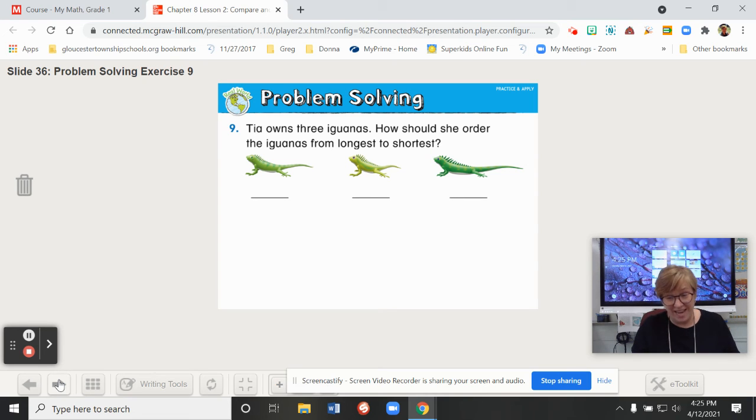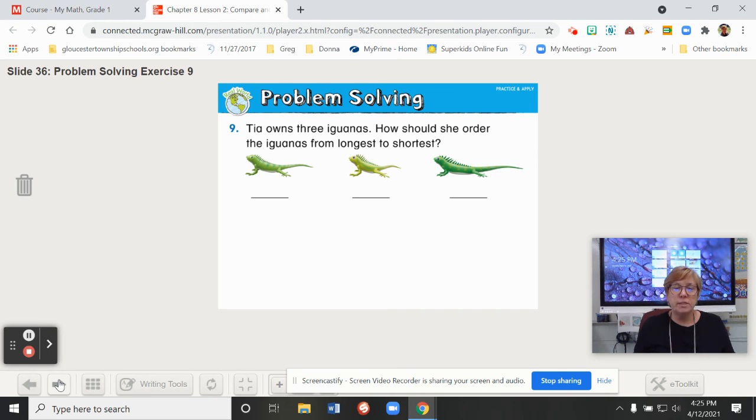I have no iguanas. I can't help you with this. We're going to have to use the pictures. No iguanas in the classroom. Tia owns three iguanas. How should she order the iguanas from the longest to shortest? We're going to depend on this picture and say that Tia has drawn them the way they really look. Since they're saying from longest to shortest, you would start with the longest. So the longest would be number one. And then the shortest would be three, since that's how they started it.